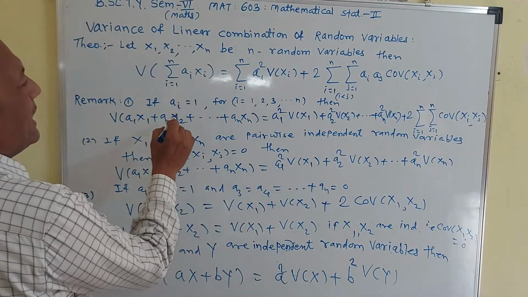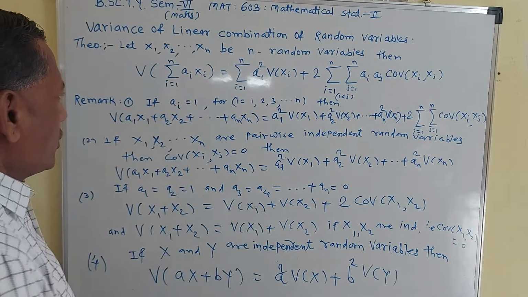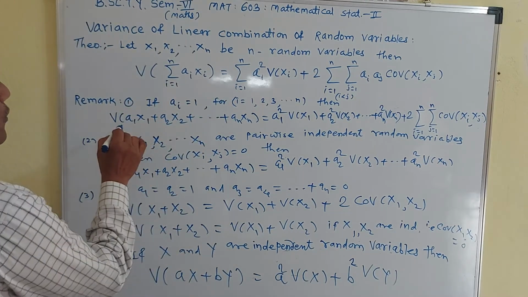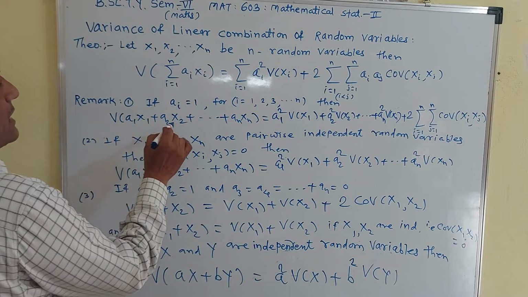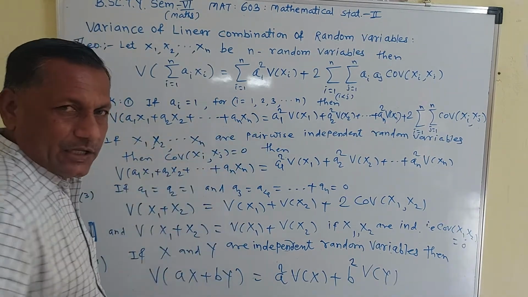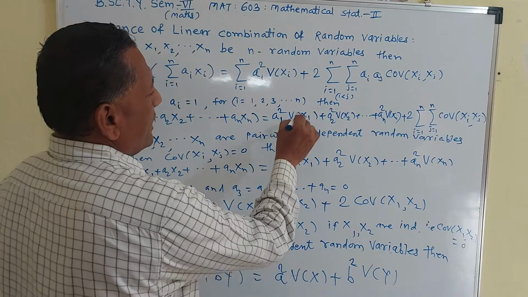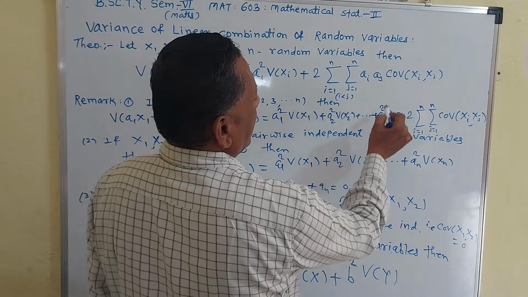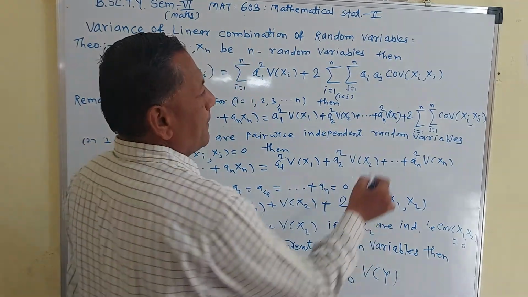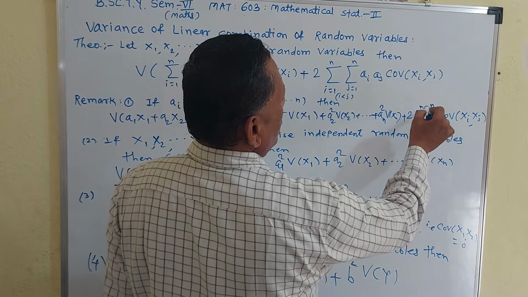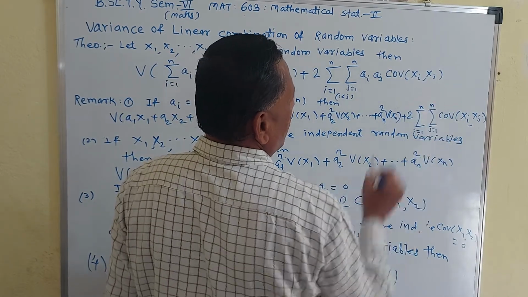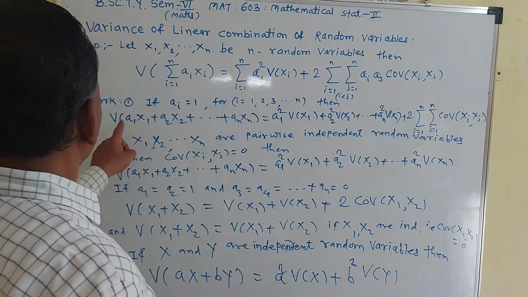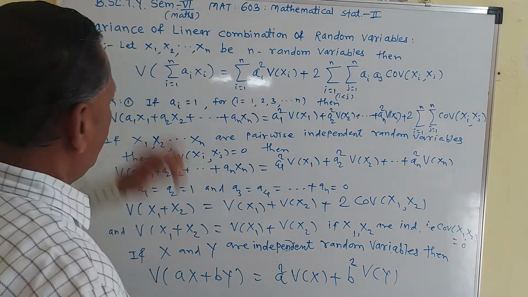If ai is equal to 1, meaning a1 is equal to 1, a2 is equal to 1, up to an is equal to 1, then variance of a1 X1 plus a2 X2 plus ... plus an Xn is equal to a1 square into variance of X1 plus a2 square into variance of X2 plus ... plus an square into variance of Xn plus double summation, i going from 1 to n and j going from 1 to n, of covariance of Xi Xj. So this is the variance of a linear combination of random variables.